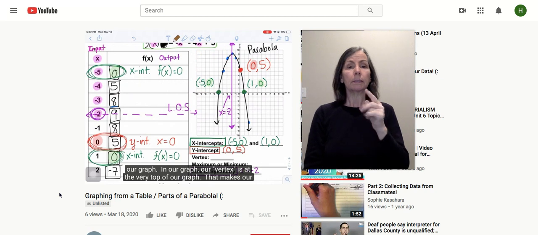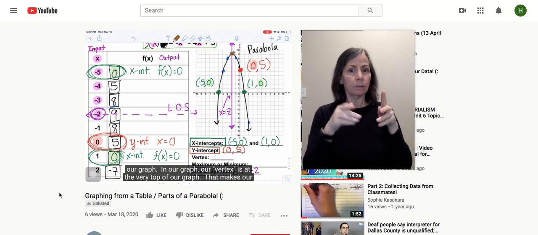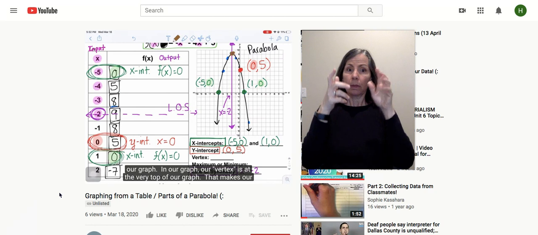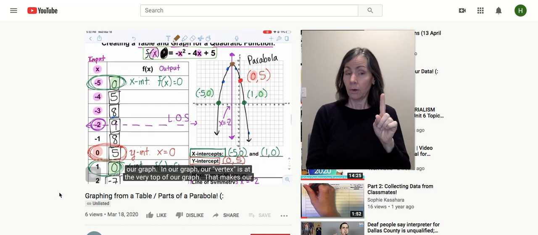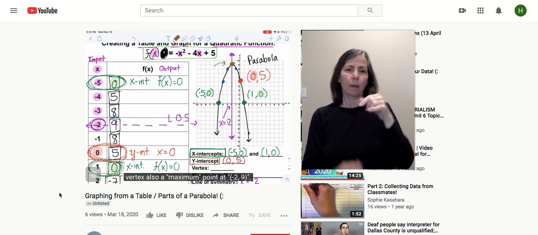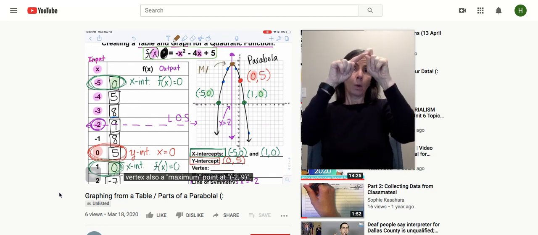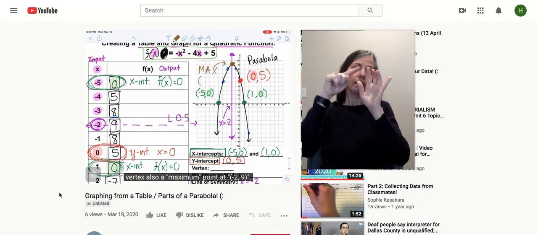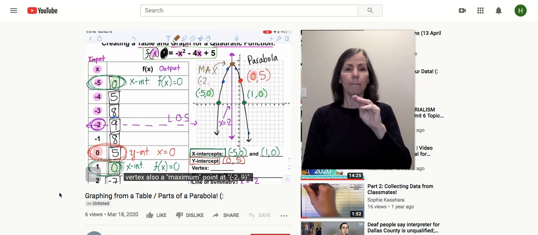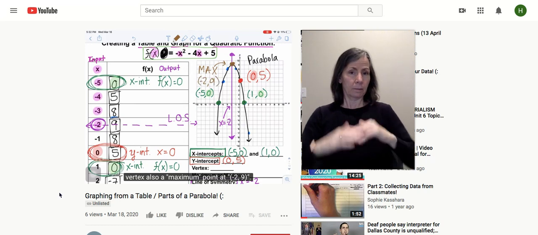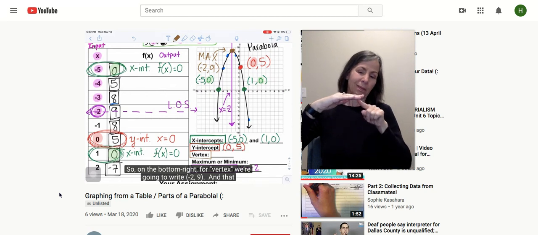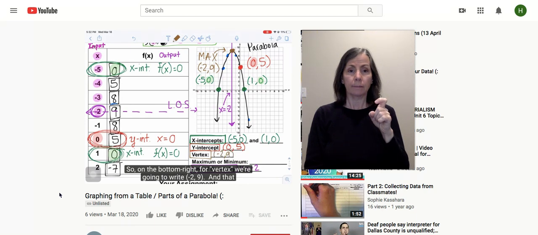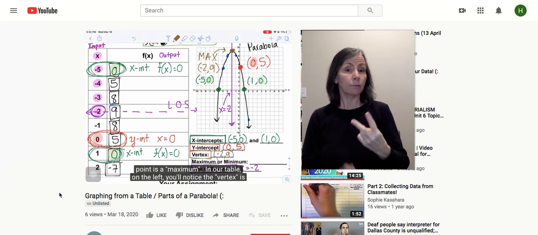In our graph, our vertex is at the very top of our graph. That makes our vertex also a maximum point at -2, 9. So on the bottom right, for vertex, we're going to write -2, 9, and that point is a maximum.